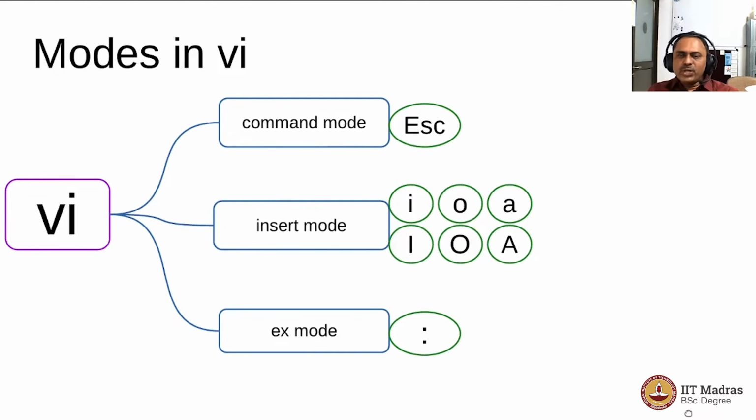And when you press escape and come out of the insert mode into the command mode, you could also enter what is called X mode. That is, in the command mode you can press colon and then the cursor will be going to the bottom of the screen, and there you can write some commands which are same as the X commands or the ed commands we have seen just now. And so that is called the X mode. So there are three modes, and we will see them right now as a demonstration.